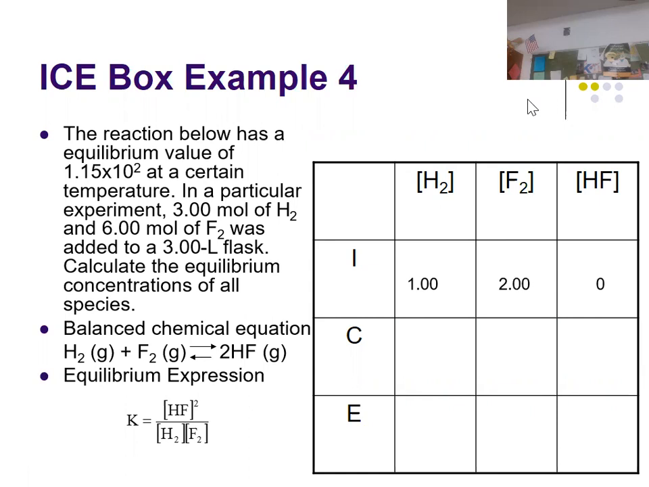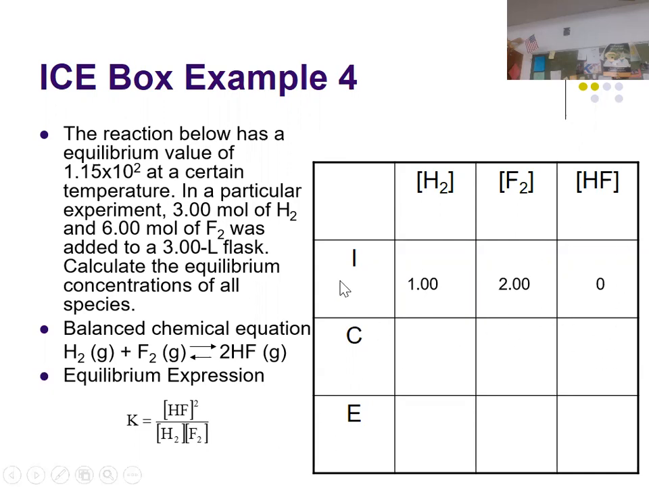So now, this one's simple. On this part of it, you don't need to compare Q and K, do you? No. Why? Because we can't have a negative concentration. You know HF has to gain, so it has to proceed to the right because you can't have a negative there.